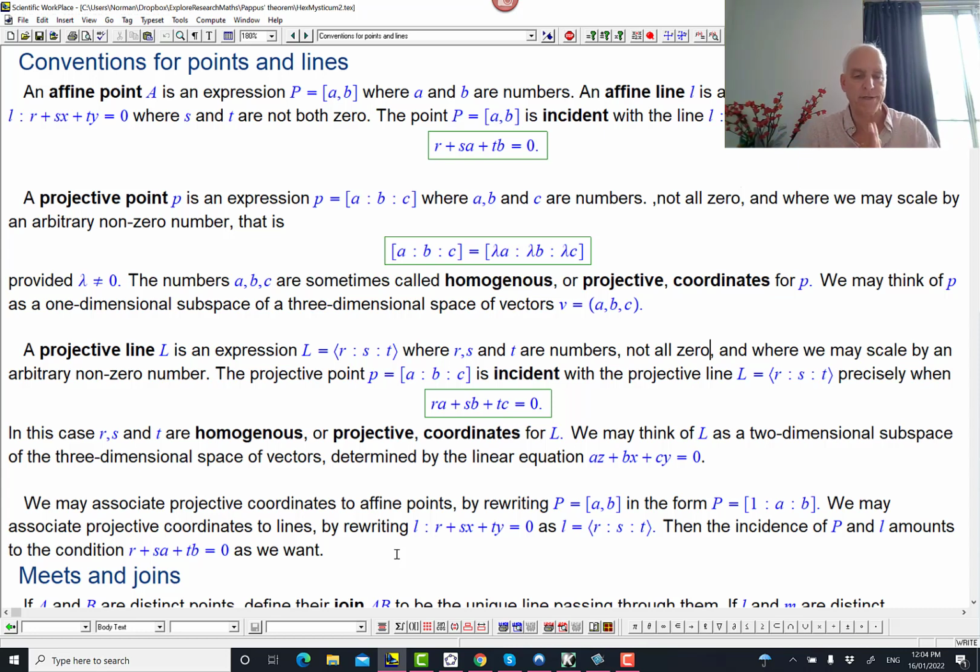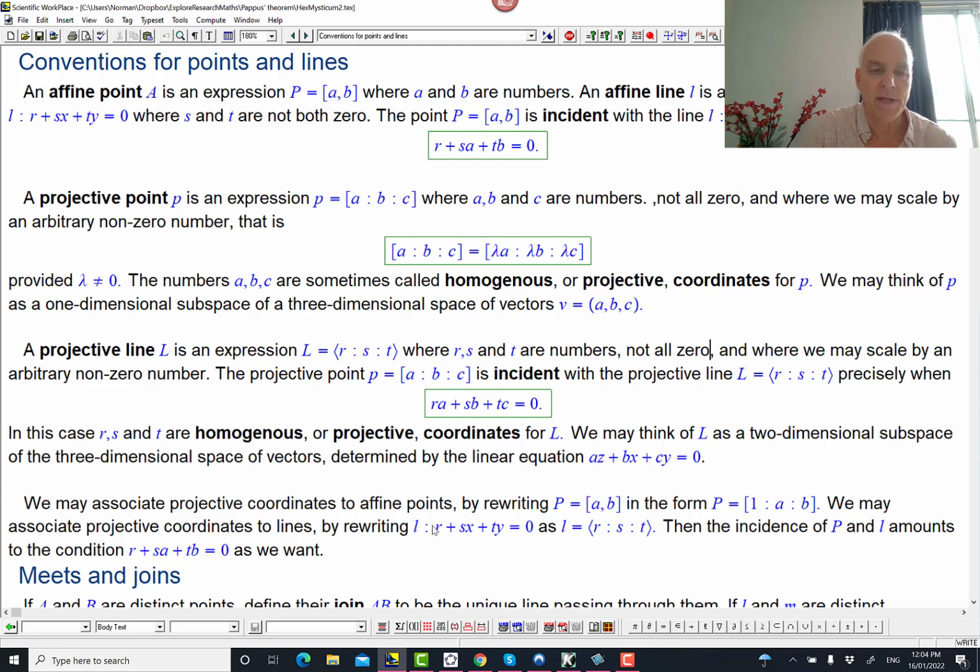And this is a very important technique, okay? The idea is that we start with a point of the form (a, b), that's a point in the plane, and we're going to rewrite it in this projective language as the proportion 1 : a : b. So we're writing it as a projective point, but crucially that first coordinate is 1. Okay, and so correspondingly we may also associate projective coordinates to lines.